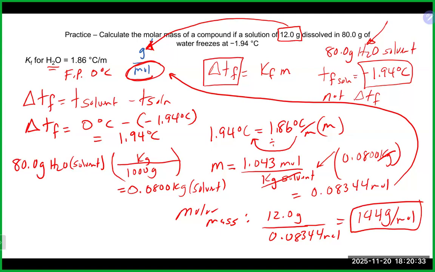Any questions on that? So here we're using our freezing point information to figure out the moles. And the grams were given to us so we could figure out the molar mass of our compound. So this is another application of this colligative property that can help us figure out things like molar mass. Any questions on that one?